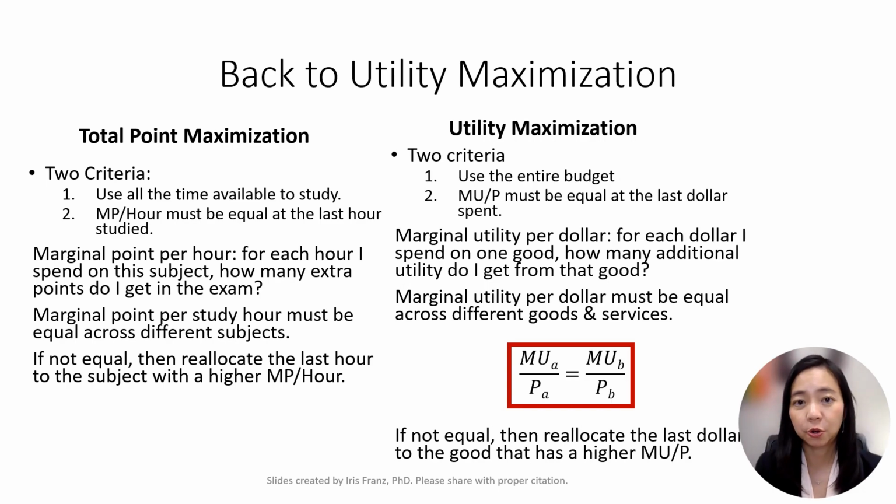Likewise, when we maximize our total utility, we need to satisfy two criteria. First, we need to spend the entire budget. Say you would like to maximize the utility from the consumption of fruit, then you spend the entire fruit budget on fruit, not on milk, for example. Second, you need to make sure that the marginal utility per dollar is equal across different goods at the last dollar you spend. If not, you have not maximized your total utility. In particular, you can improve your total utility by shifting the last dollar from a lower marginal utility per dollar good to a higher marginal utility per dollar good.